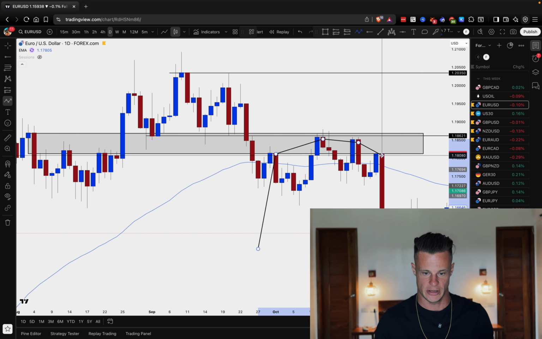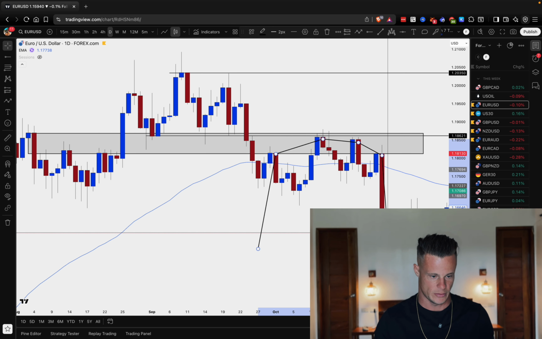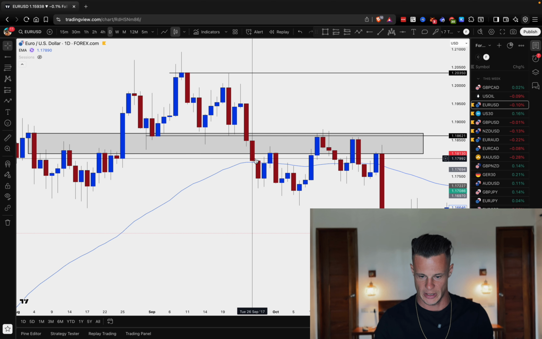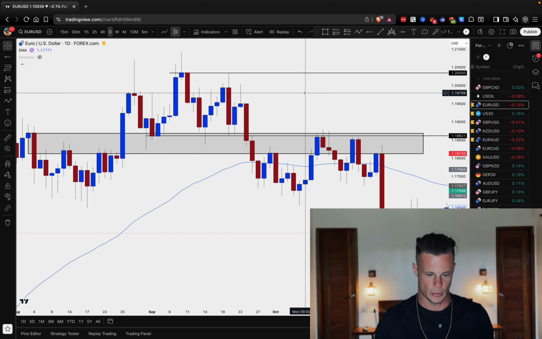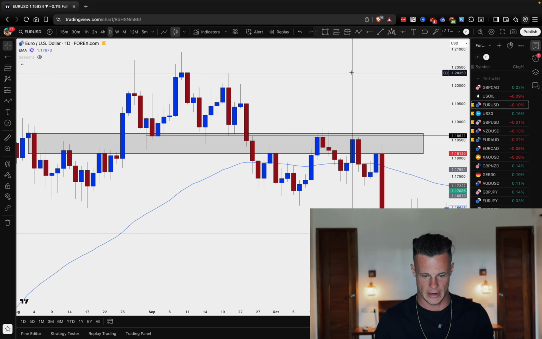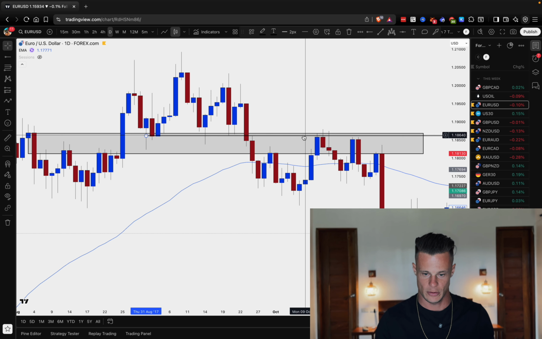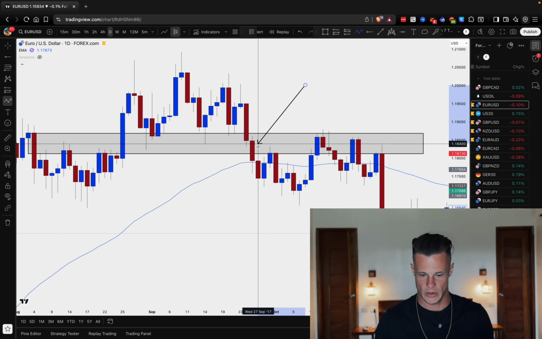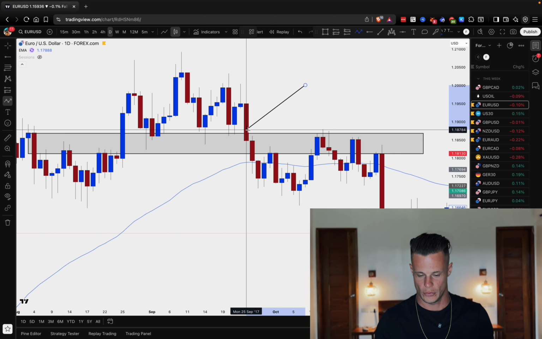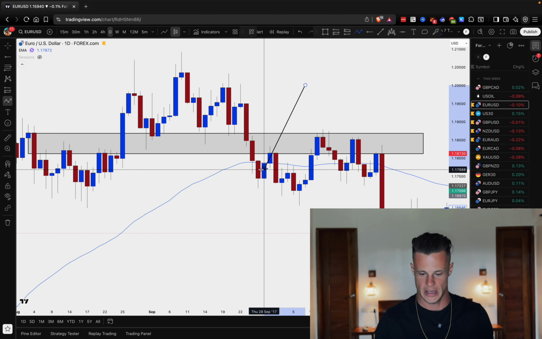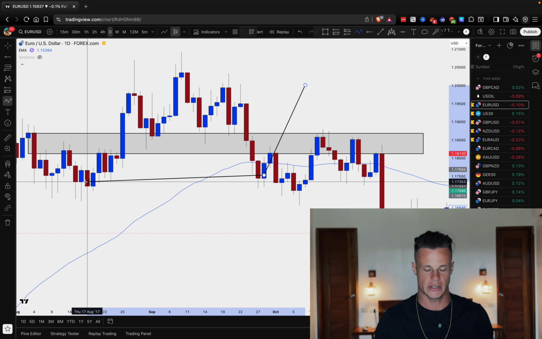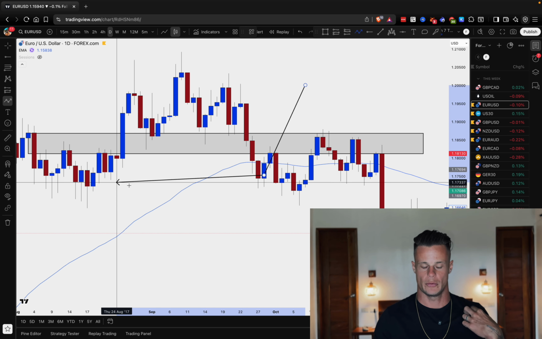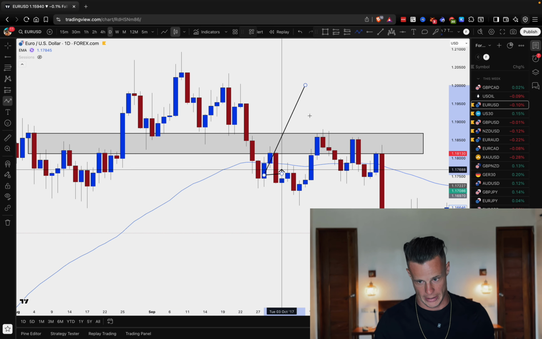Then you can use it as support and resistance. You can draw like this, for example. This could have been your support, support, support, and then we broke the support, and now it acted as resistance once, twice, three times, four times, and we got rejected again. So we shifted the structure from a bullish market to a bearish market.